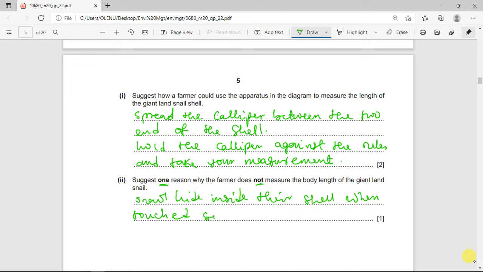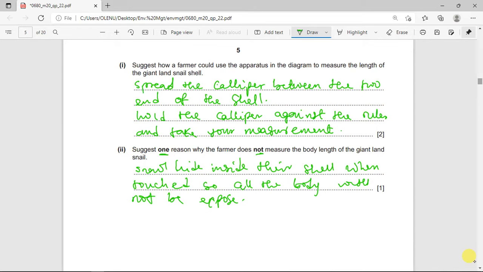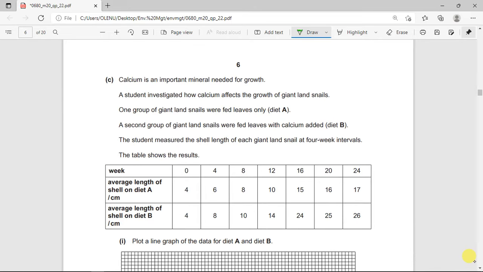So all the body will not be exposed, so that the amount you measure will not be equal.